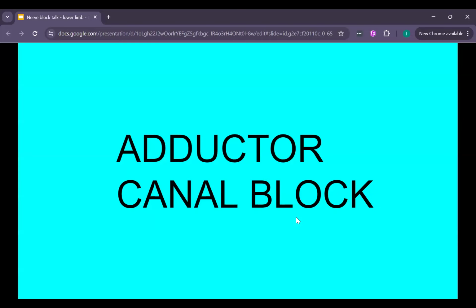Alrighty, so that's the popliteal approach to the sciatic nerve block. What we'll chat about next is the adductor canal block. I've sort of grouped these together: the adductor canal block, the saphenous nerve block, the subsartorial block, all more or less similar.